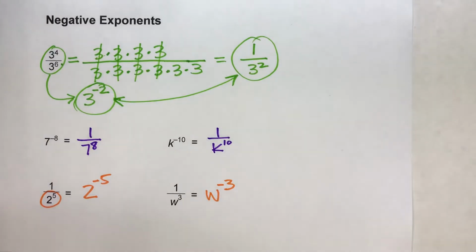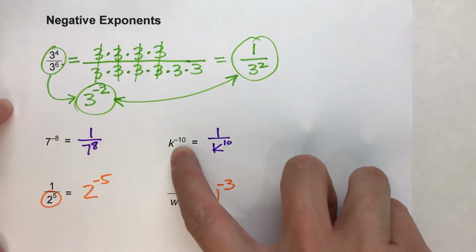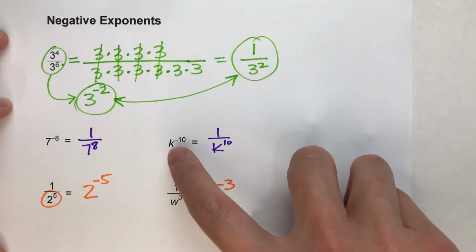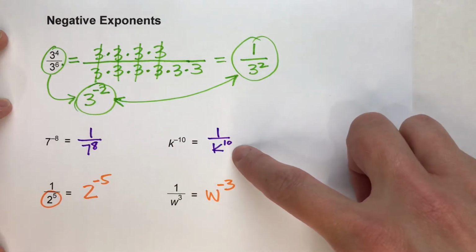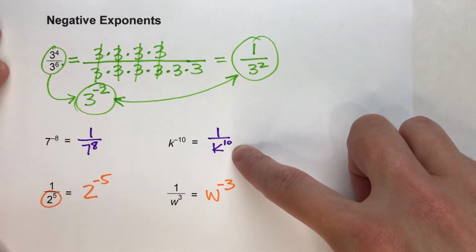Okay? So that's kind of the basics of what negative exponents are. All right? Just think of them as repeated division. And when you've got it written like this, if you're going to be repeatedly dividing, that means it's just going to go on the bottom of the fraction.